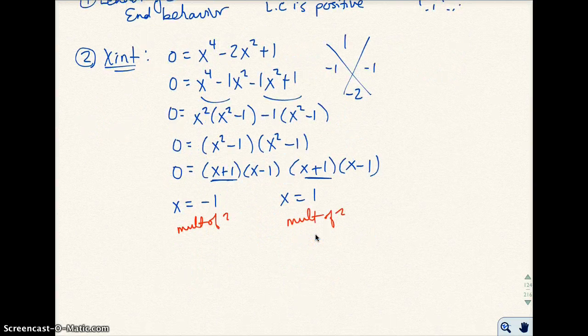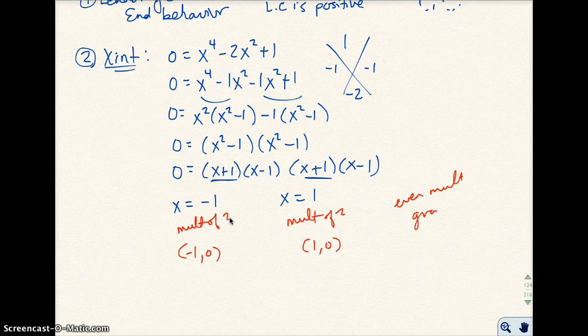So look at this, I have negative 1, 0, and 1, 0, and we know that because it has even multiplicity, the graph is going to touch each 0. In this case, negative 1, 0, and 1, 0, and turns around.